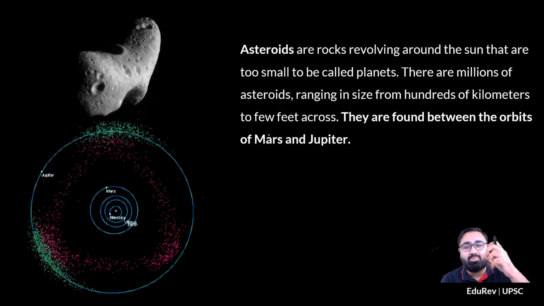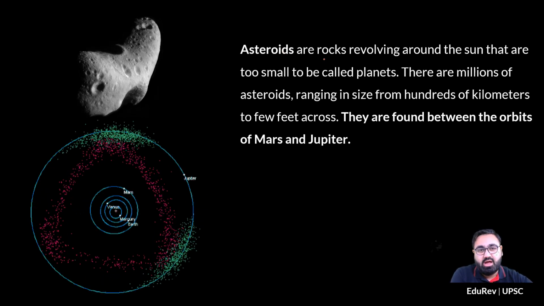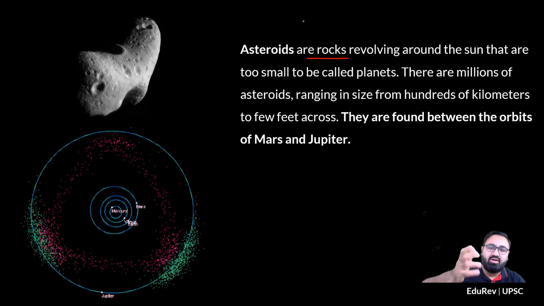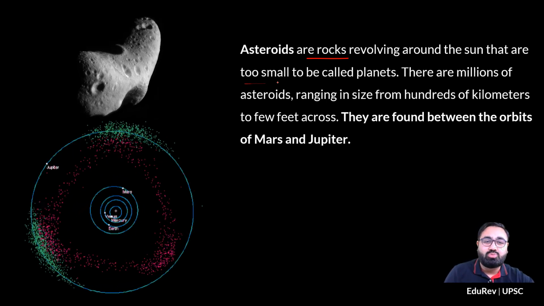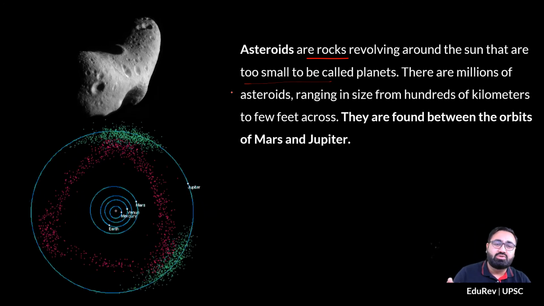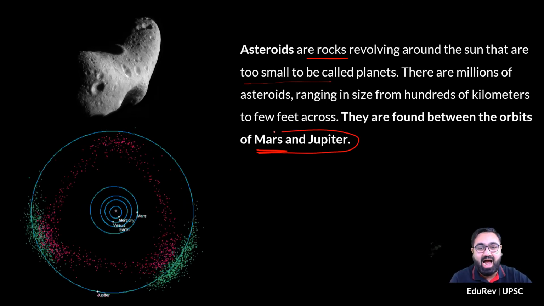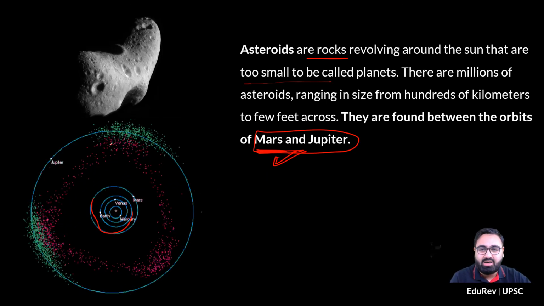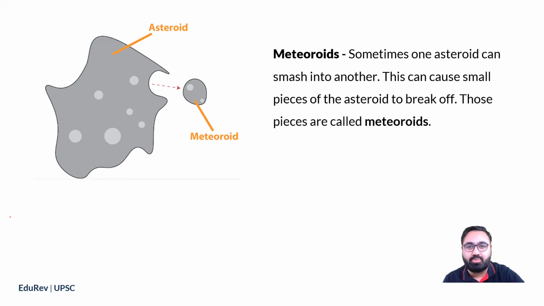There are certain other smaller materials in the solar system which we must talk about. For example, asteroids. Now, asteroids are rocks. When the planets were formed, there were certain irregular rocks that remained. These are called asteroids. They revolve around the sun and are too small to be planets. There are millions of asteroids ranging from a few kilometers to a few feet. They can be very small, they can be very big. They are found between the orbits of Mars and Jupiter only. This is an important piece of information. As you can see, this is the orbit of Mars, this is the orbit of Jupiter. So most of them are found over here between Mars and Jupiter.